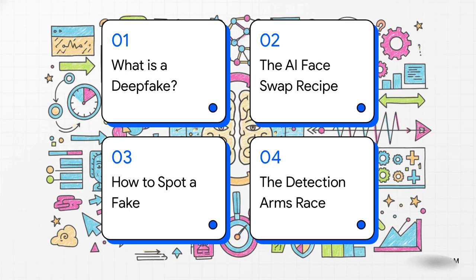So here's what we've got on tap. First, we'll nail down what a deepfake actually is, because the word gets thrown around a lot. Then we're going to peek under the hood at the surprisingly clever recipe for an AI face swap. After that, we'll arm you with a practical toolkit for spotting them yourself. And finally, we'll zoom out and look at the bigger picture, this high-stakes arms race between the people making fakes and the people trying to detect them.